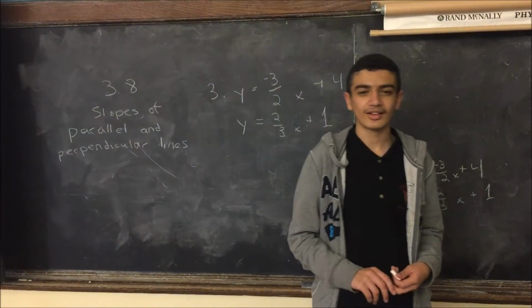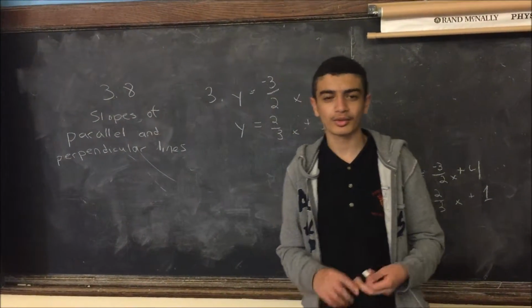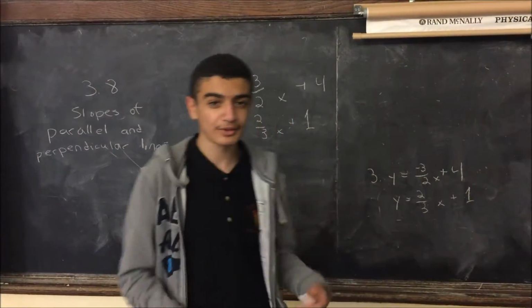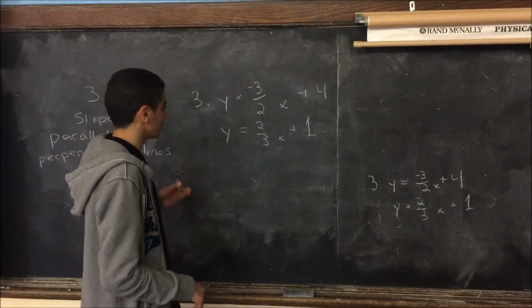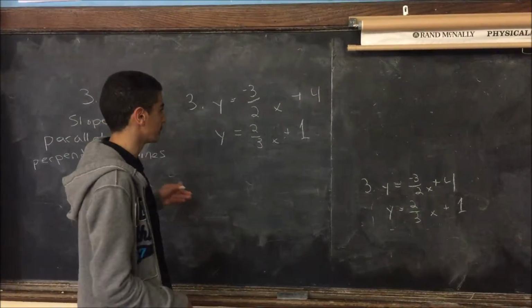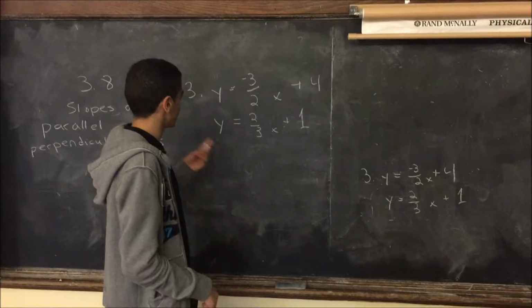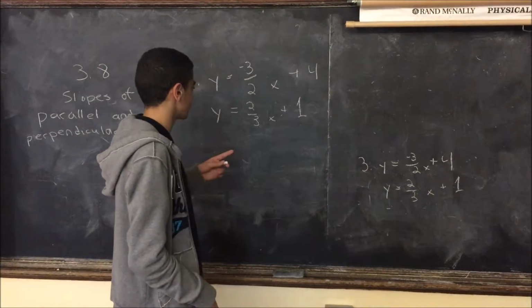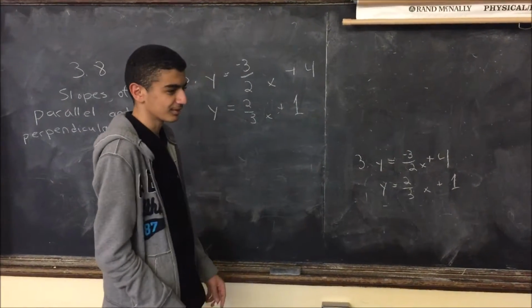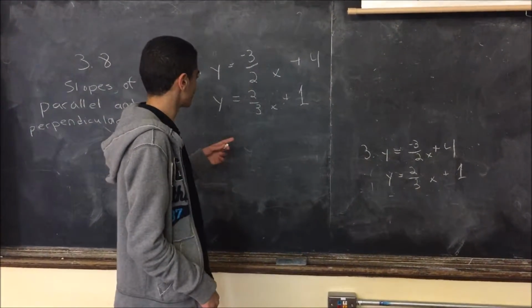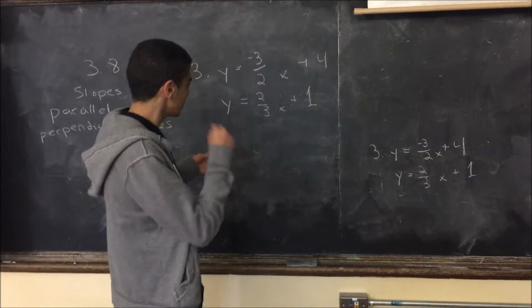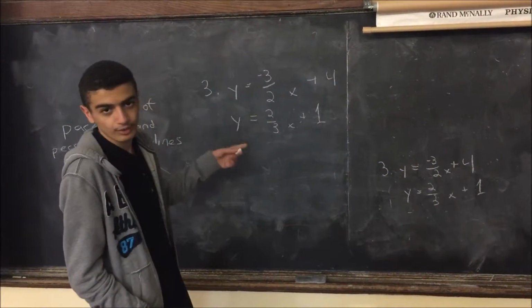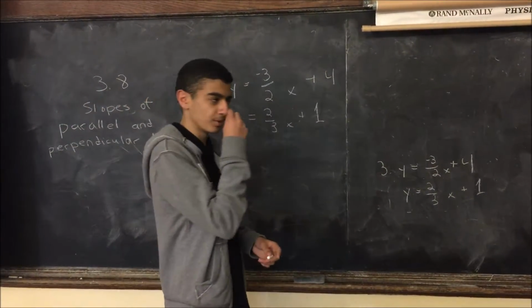Another part of this lesson is that if two lines are going to be perpendicular, their slopes have to be negative reciprocals of each other. To explain that, I have another problem on the board. As you can see, they're both in slope-intercept form, so we don't have to solve anything. One is y equals negative 3 over 2x plus 4, and the other is y equals 2/3 x plus 1. Immediately, without doing anything, you can tell that yes, they will be perpendicular due to the fact that the slopes are negative reciprocals of each other.